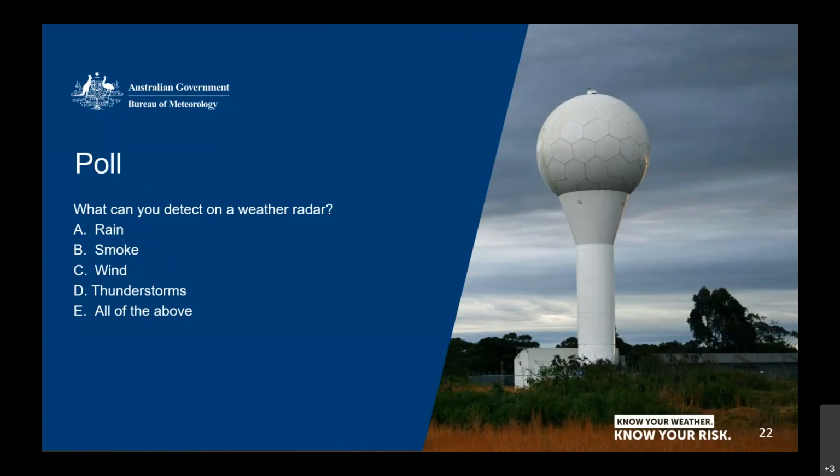Simon is interested in knowing, does the same technology that identifies rain also identify lightning? Radars detect targets. Because lightning is actually light, we don't detect lightning with our radars. It has to be a solid target, like a raindrop, even something as small as dust or bugs. But no, we can't detect lightning with our radars.